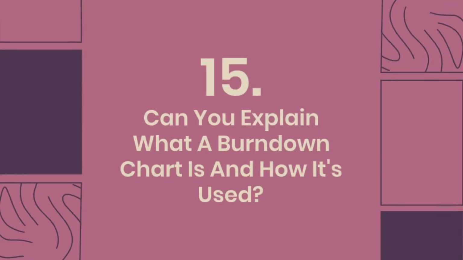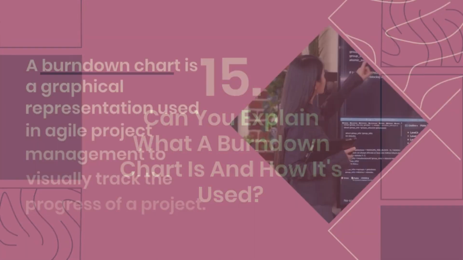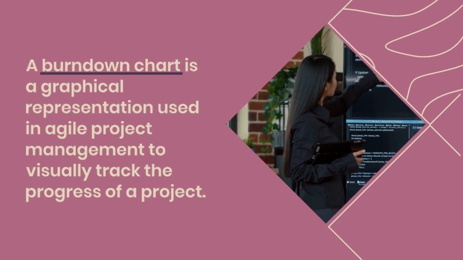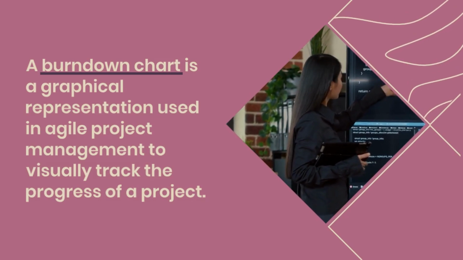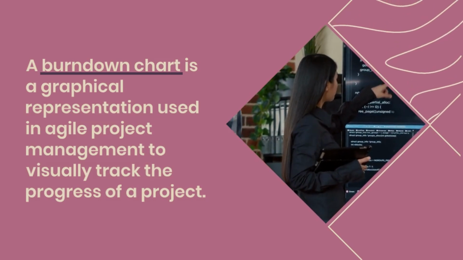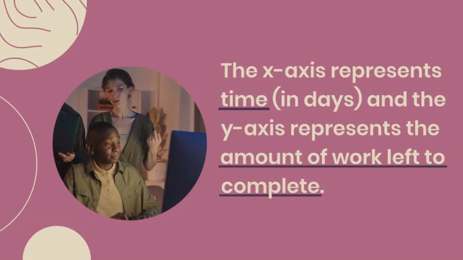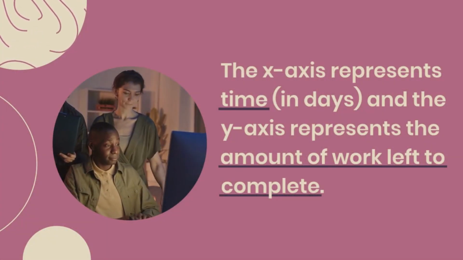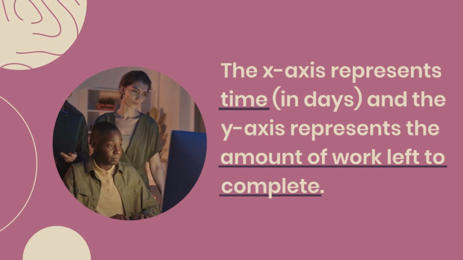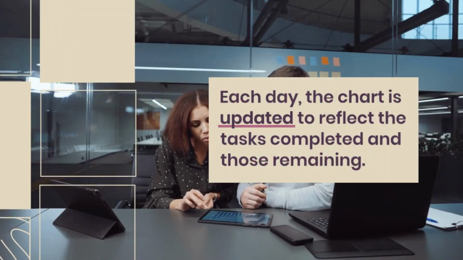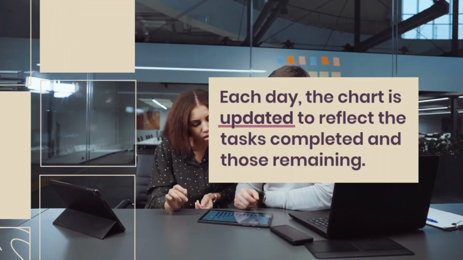15. Can you explain what a burndown chart is and how it's used? A burndown chart is a graphical representation used in Agile project management to visually track the progress of a project. It shows the amount of work remaining versus time. The x-axis represents time, in days, and the y-axis represents the amount of work left to complete. Each day, the chart is updated to reflect the tasks completed and those remaining.